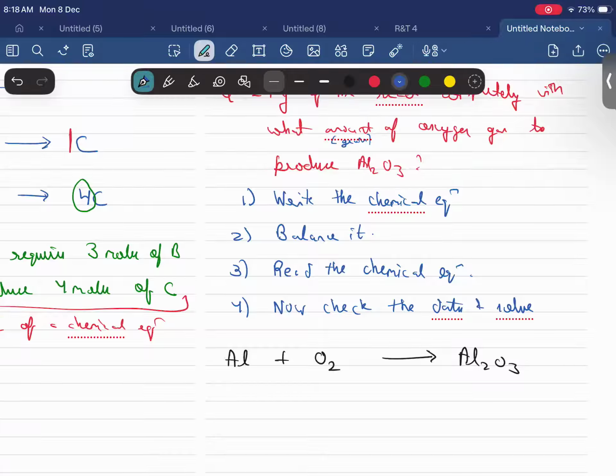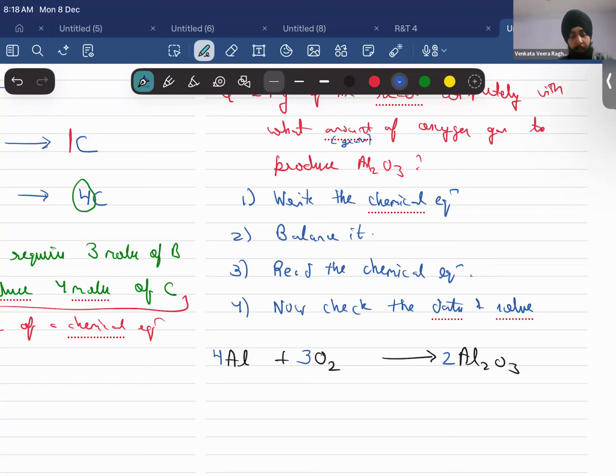Yes, sir. 4Al plus 3O2 gives 2Al2O3. Yeah, I think it's fine, if you can balance this much. Okay, then balancing is done.